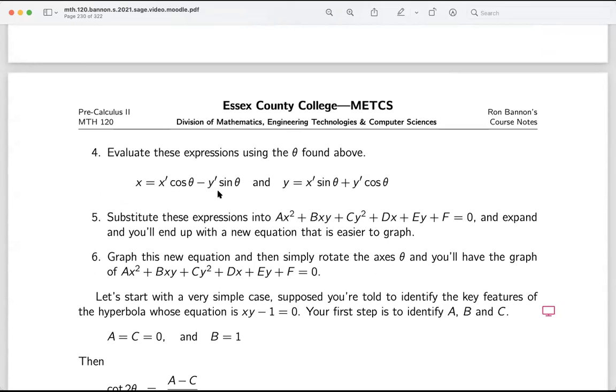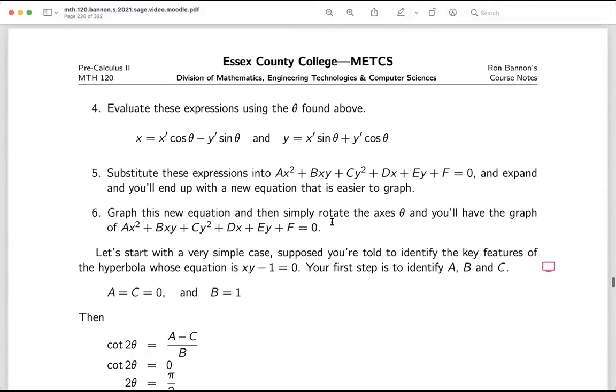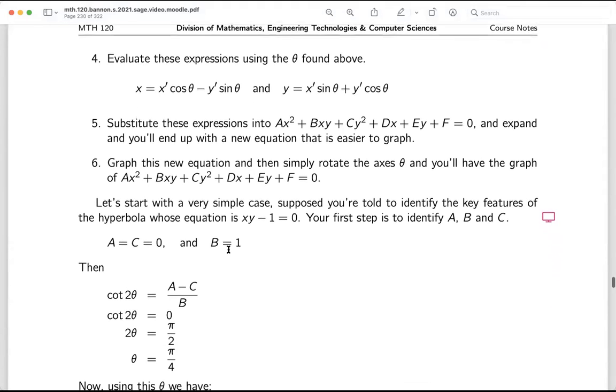x equals blah, blah, blah. y equals blah, blah, blah. Substitute into the original equation. A lot of algebra, a lot of arithmetic for some students. And then you're going to get something that's really simple. What's going to be simple is you're going to eliminate the bxy term in the problem. We went through some examples already.